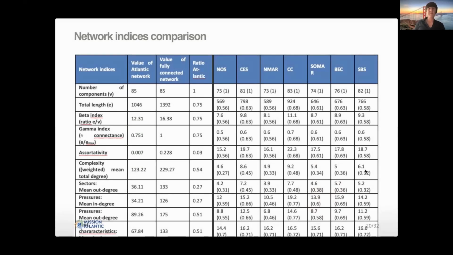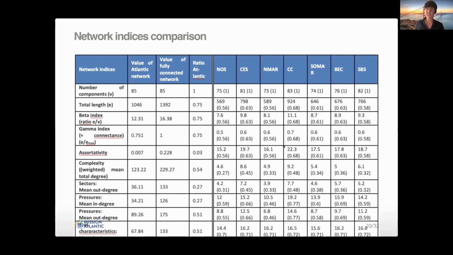So when it comes to looking at network indices, and the different indices that I mentioned before, the number of components, total length and so on, I did this for the entire system. And then I also did this, to standardize it a little bit and to compare, for a theoretically fully connected network and calculated the ratio. And here you see always the actual number, and then in brackets, the theoretical ratio.